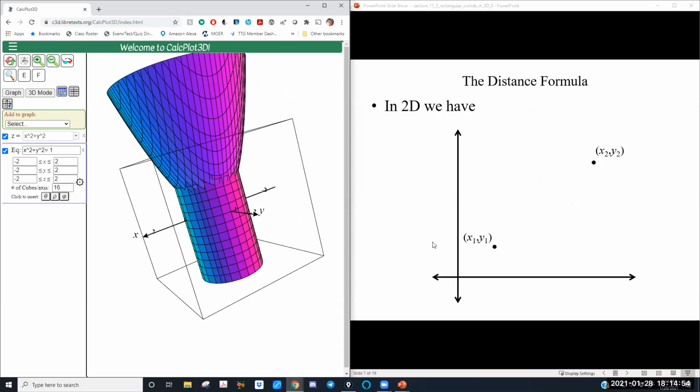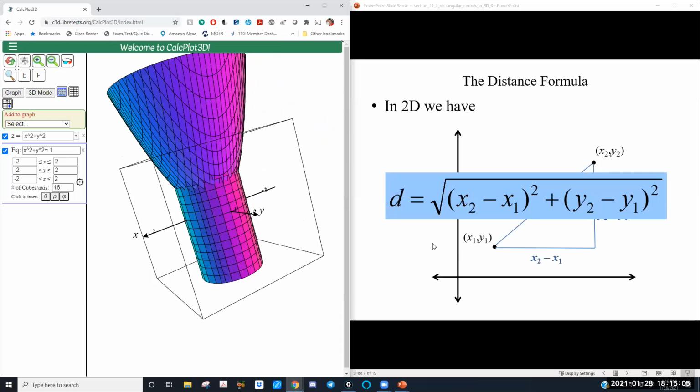Okay, the distance formula. I want to bring this up real briefly. We're not going to spend a lot of time on it. It's just the Pythagorean theorem. Distance between 2 points is just the Pythagorean theorem. So that's our distance formula in 2D. That's nothing new. You guys learned that a long time ago in geometry.